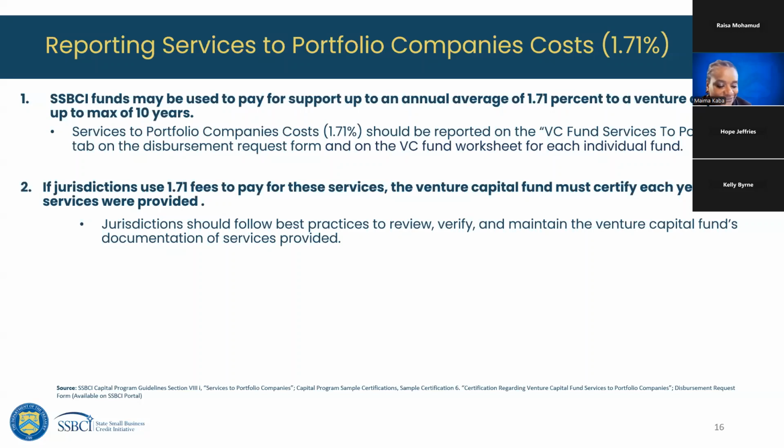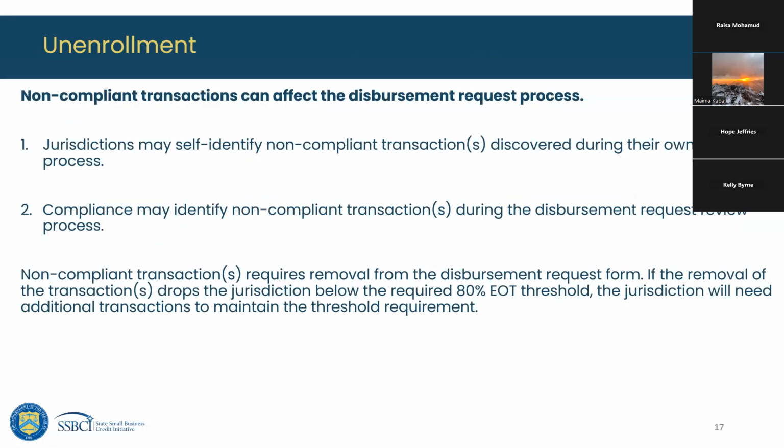Thank you. All right, and another tab on our disbursement request form is for 171 transactions for jurisdictions that have VC fund programs. So if jurisdictions use VC 171 fees to pay for these services, then the venture capital fund must certify each year that these services were provided. And of course, these transactions should be reported on the disbursement request form.